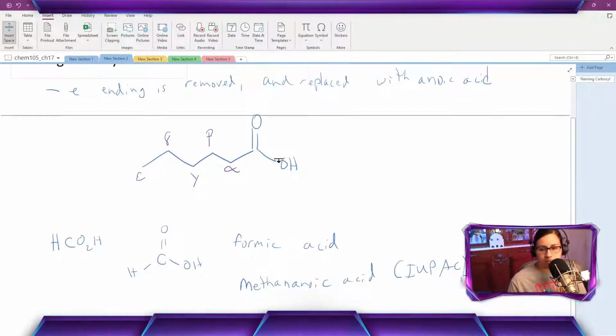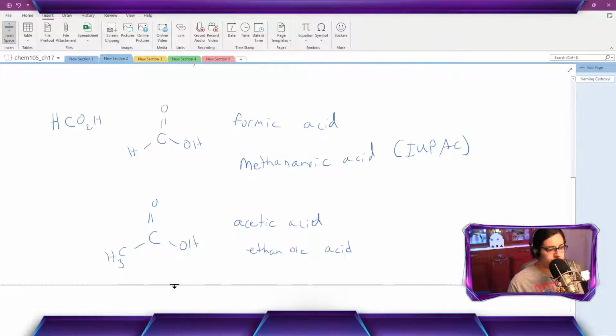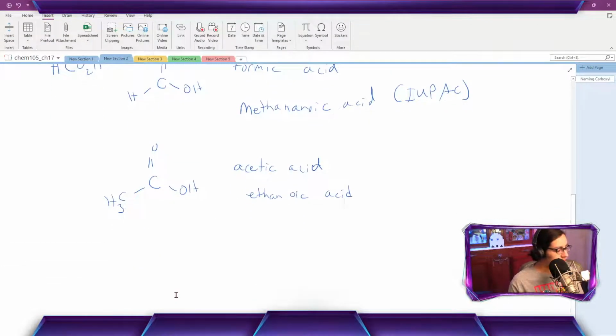And now looking at the next one, this would be acetic acid. So now we've added a carbon. Again, the common name is acetic acid. This is going to be your vinegar. And then its IUPAC name, we have eth for 2, so ethanoic acid. So let's just pick another one.